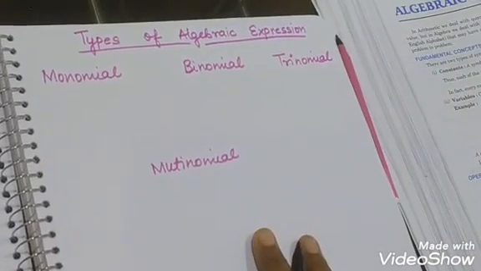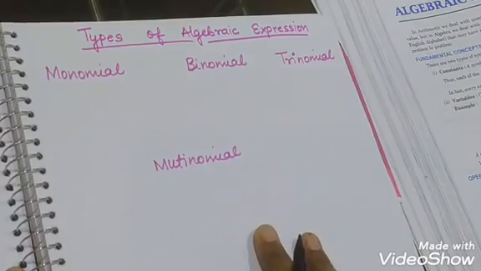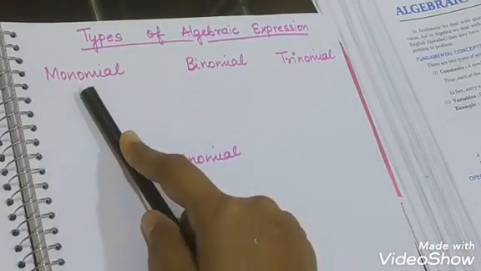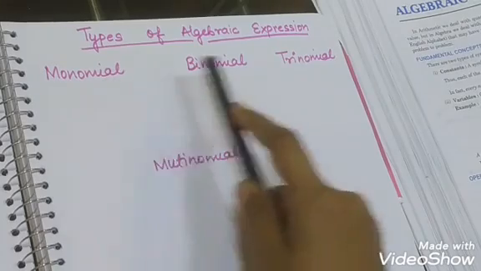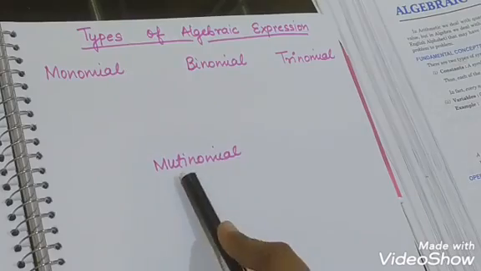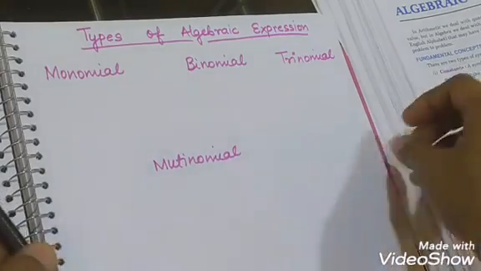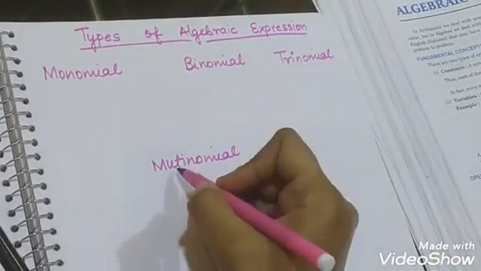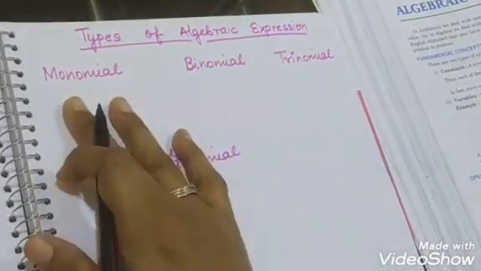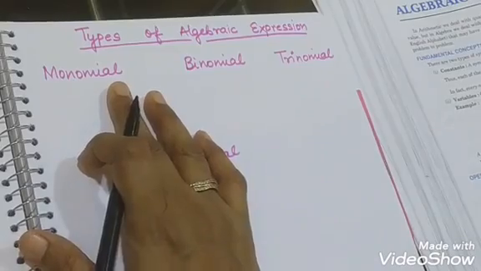Then we will discuss various types of algebraic expression. Now we will discuss types of algebraic expression. There are such types of algebraic expression: monomial, binomial, trinomial and multinomial. The L is missing here, and multinomial.